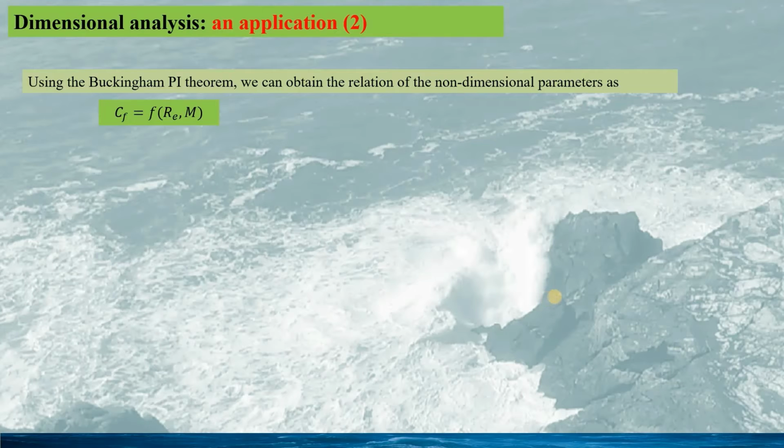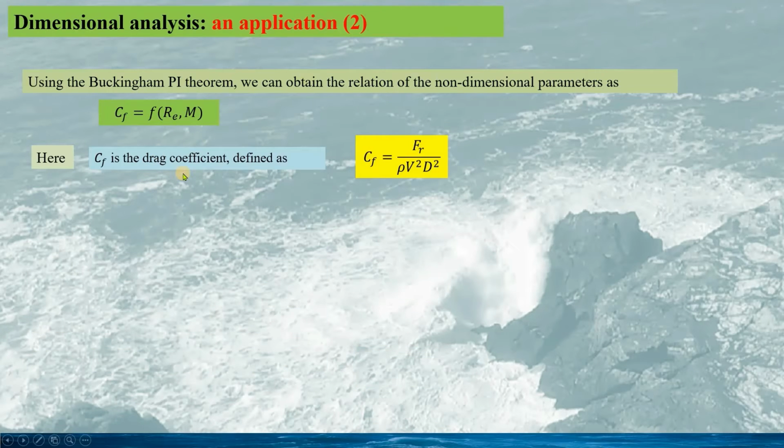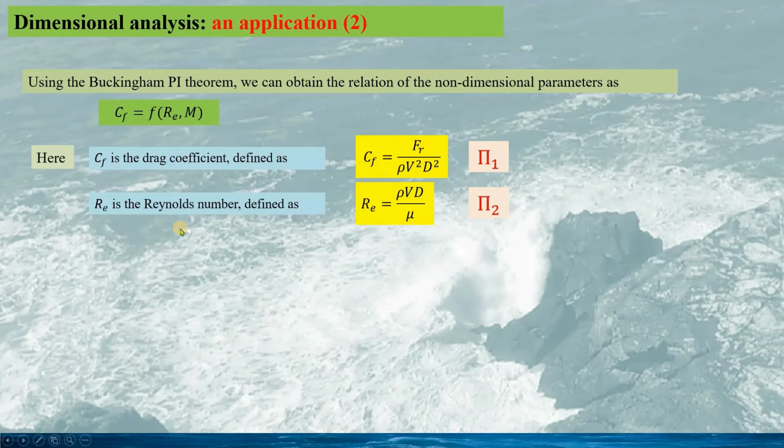From the dimensional analysis and the Buckingham pi theorem, we can obtain the relation of the non-dimensional expression simply as this. Here, Cf is the drag coefficient, defined as in this form, and we can take this as the non-dimensional expression pi1, and Re is the Reynolds number, defined as this, termed as pi2, and M is the Mach number, expressed as this, termed as pi3.